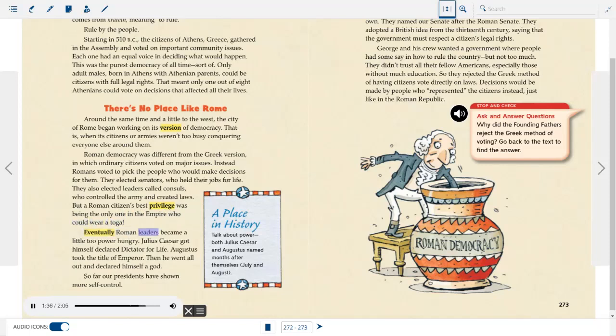Eventually, Roman leaders became a little too power-hungry. Julius Caesar got himself declared dictator for life. Augustus took the title of emperor. Then he went all out and declared himself a god. So far, our presidents have shown more self-control. A place in history. Talk about power. Both Julius Caesar and Augustus named months after themselves, July and August.